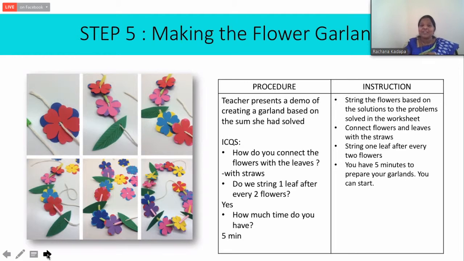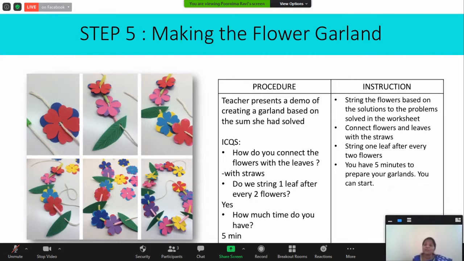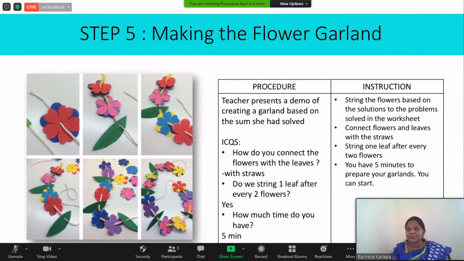So here we have to give the instruction: String the flowers based on the solutions to the problem solved in the worksheet. That instruction should be clear.